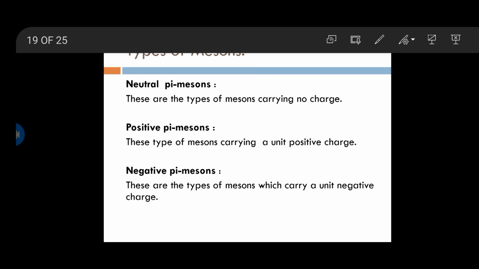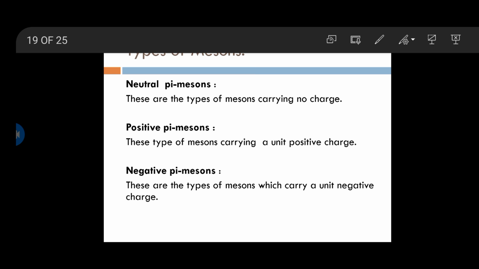When we discuss the spin of these mesons, all three types, neutral pi meson, positive pi meson and negative pi meson, carry zero spin. And if we discuss the rest energies of the mesons, for the positive pi meson and negative pi meson the calculated value is 139.6 mega electron volts, and the calculated value of energy for the neutral pi meson is 135.0 mega electron volts. All these values are calculated.